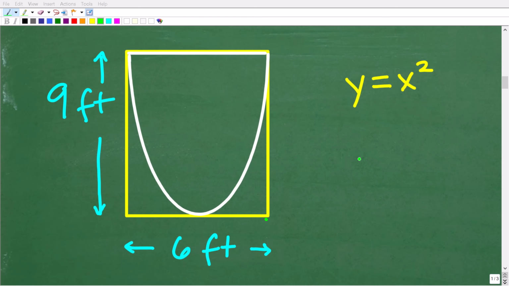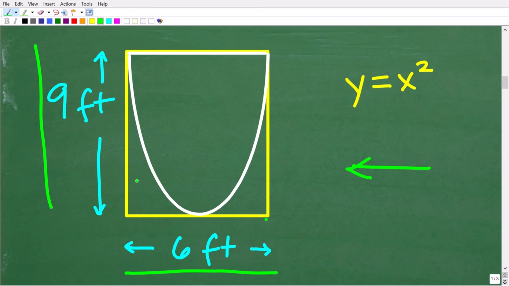Now, by looking at a cross-section of the pool, we would see something like this. So again, the pool is 6 feet wide and 9 feet deep, and it has this curved bottom. But if we notice here, it is symmetric. In other words, the left-hand side is a mirror image of the right-hand side.